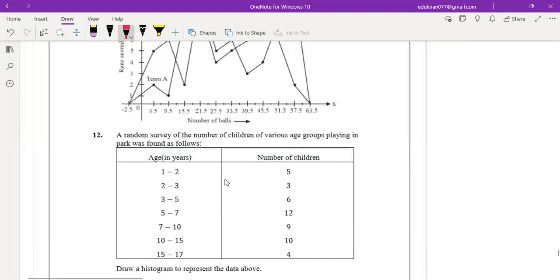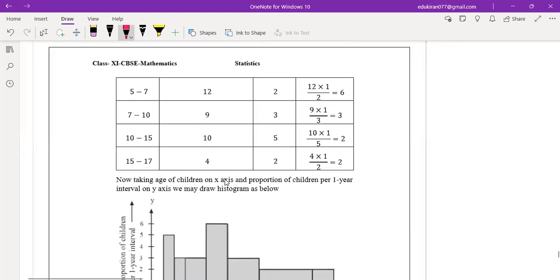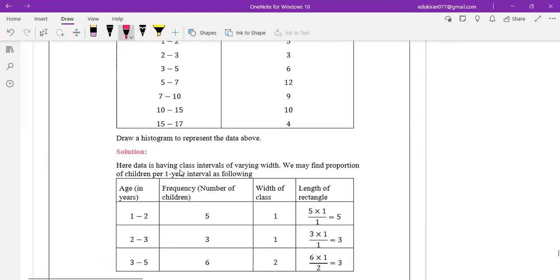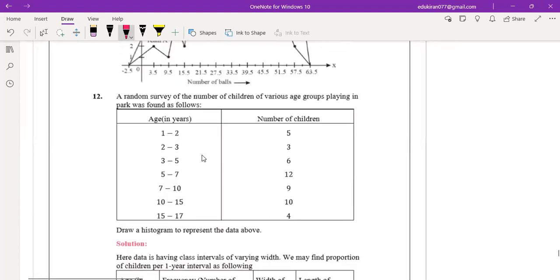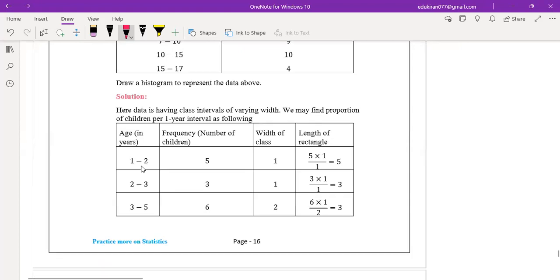Ma'am, can I do this as homework? But this is a different one. You have to find the length as well. But they have asked you, na? Draw the histogram of the above data. Right? Right. So over here, length of a triangle.